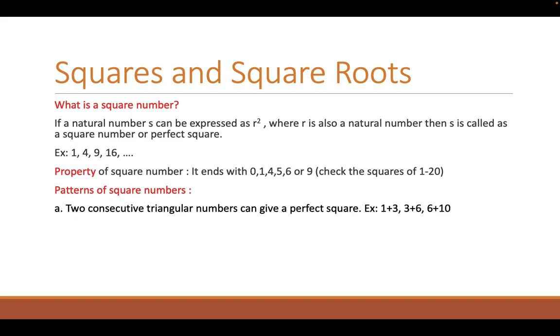Two consecutive triangular numbers can give a perfect square. So this is the pattern. This is also part of the property, but the book explains it. Remember it like this, it would be easier. So it's saying two consecutive triangular numbers can give a perfect square. Now what are the two consecutive triangular numbers?